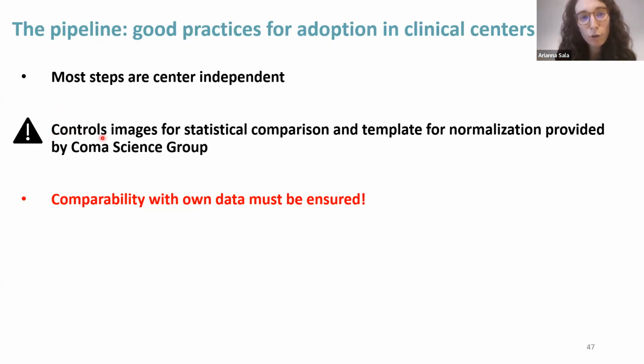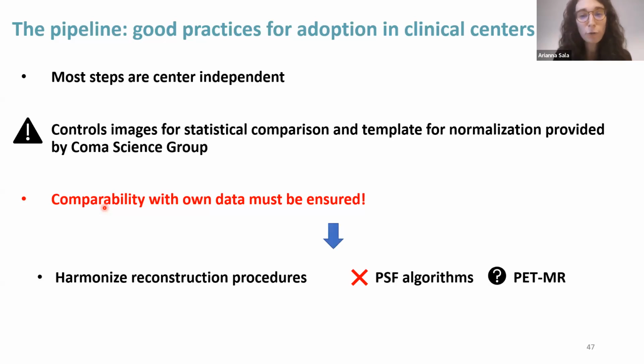But both the control images that are used for statistical comparison and for estimating the decrease in SUV, and the template that is used for normalization, are things that have been acquired by the Coma Science Group. So it is important to assess whether the data of your patient are comparable with the data that are provided with the pipeline. And the comparability must go over two different levels. First of all, the reconstruction procedures, so that the physical characteristics of your PET image should be similar between the control groups included in the pipeline and your patient.